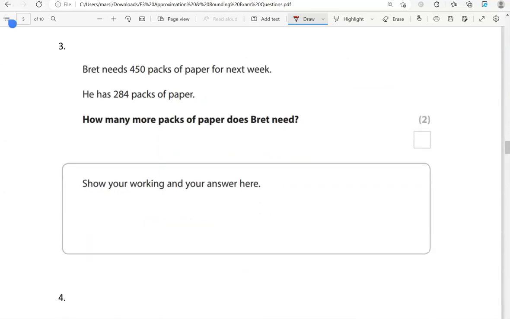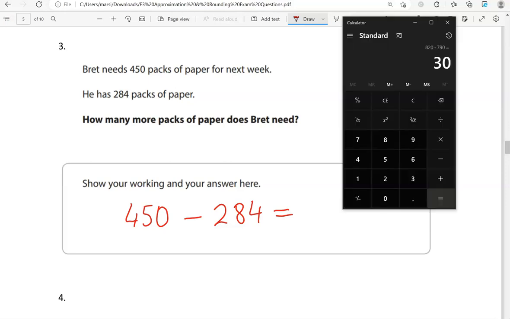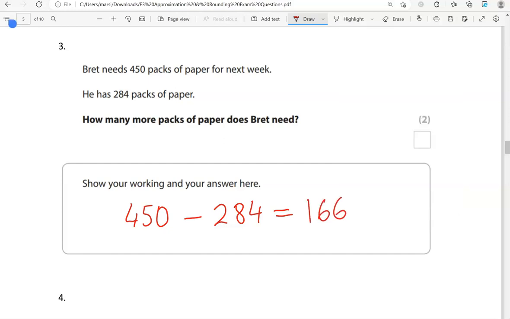Brett needs 450 packs of paper for next week. He has 284 packs of paper. How many more packs of paper does Brett need? Show your working and your answer here. So he needs 450 and he has 284. So if I take away 284 from 450, we can work out how many more packs he needs. So 450 take away 284 gives us 166.